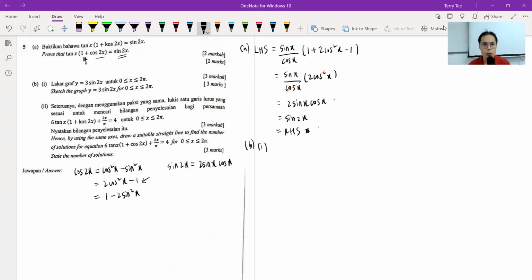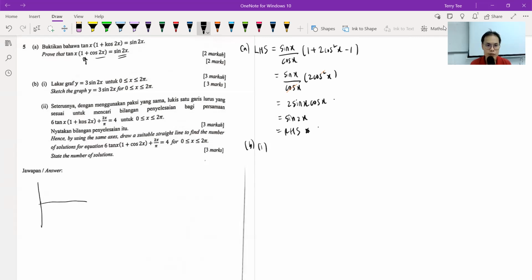Okay, part B. We're supposed to sketch the graph of y equals 3 sine 2x. Couple of things before I draw the full version. I like to draw one by one. I hope you understand the transformation of this graph. The first graph, if I'm going to draw, is the basic y equals sine x. The basic sine x graph starts from 0, goes to maximum 1, comes back down to -1, and then returns to 0 at 2 pi. So this is a basic y equals sine x.